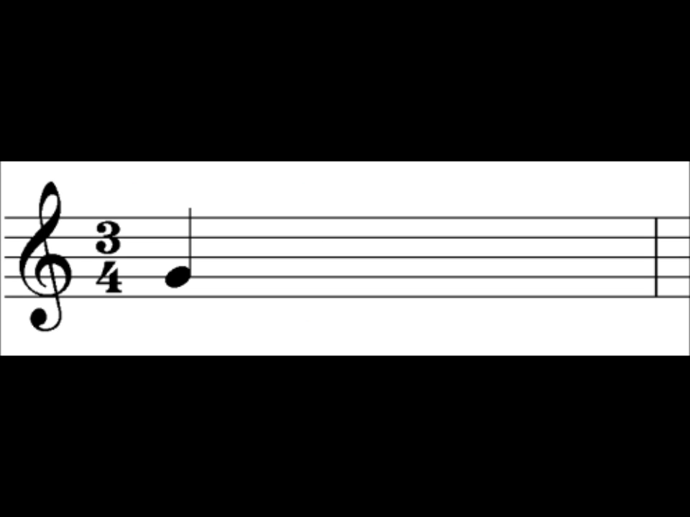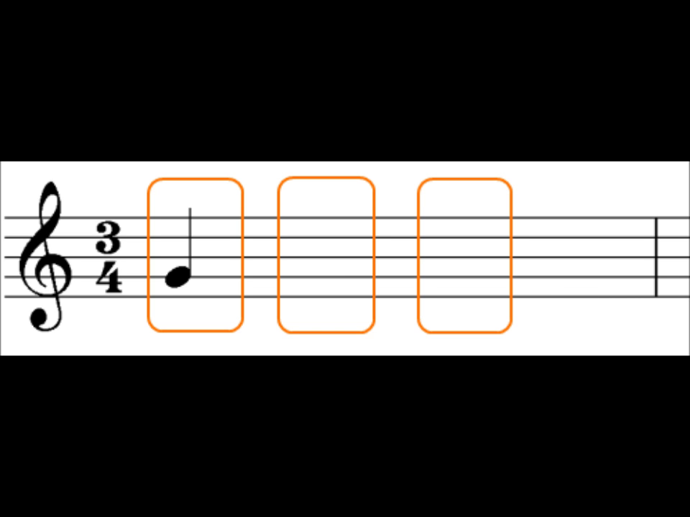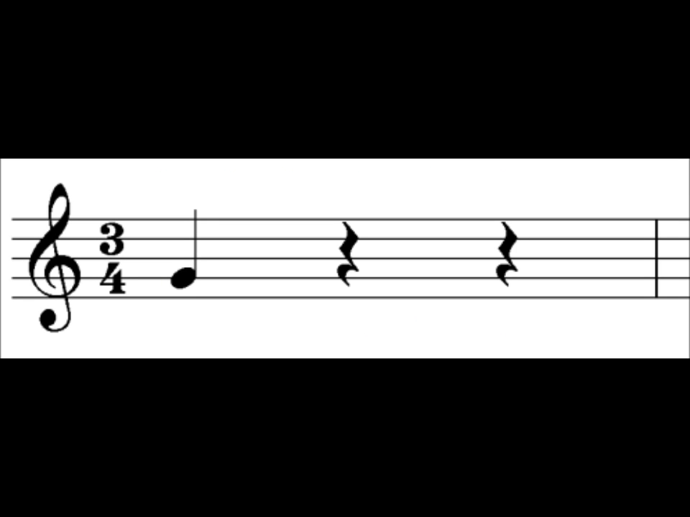Now let's take a look at the same bar, but with a different time signature. This time it's 3/4. 3/4 is triple time, so we're going to draw 3 blocks. The first block's already full, it's got a crotchet in. The other 2 blocks need a crotchet rest each.